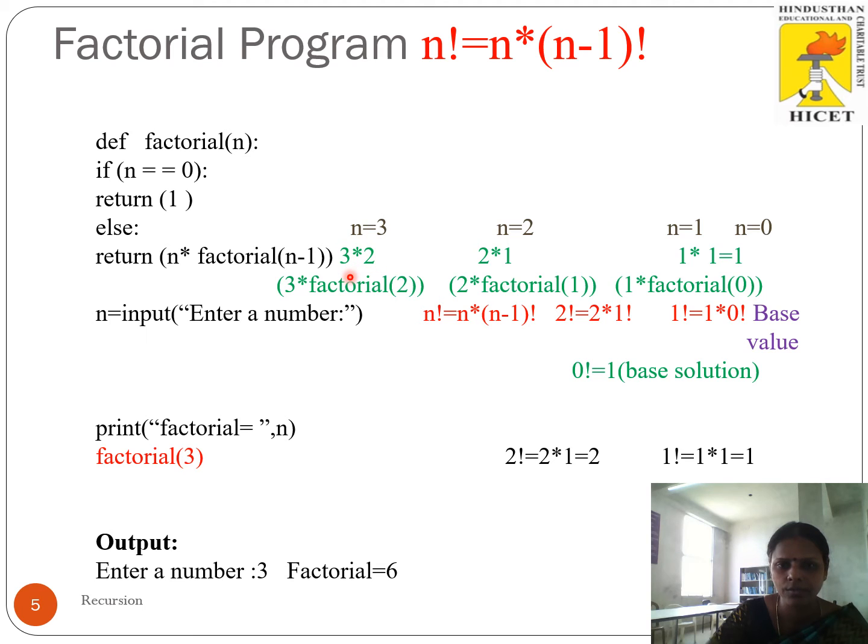Now it uses 3 into 2 and gives the value of 6. That value will be returned back to this place and it will print the value. So whenever we give n equal to 3, it gives the answer factorial equal to 6.